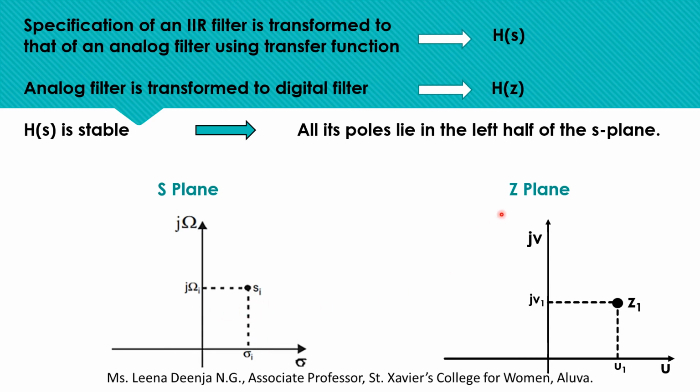And in the Z-plane, in this diagram, the axes are represented by the U-axis and V-axis. Here the V-axis is the imaginary axis. So any point Z1 in this Z-plane is equal to U1 plus jV1.